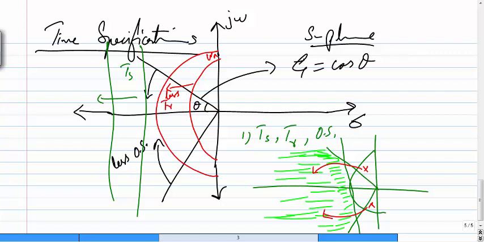So this is the basic idea. That's why time specification is very important.